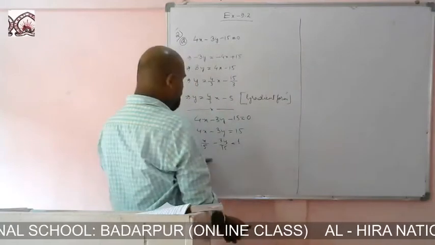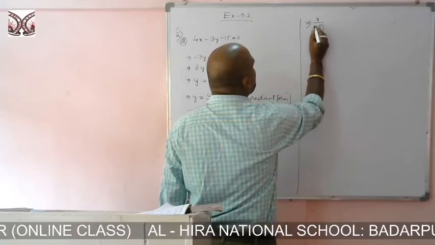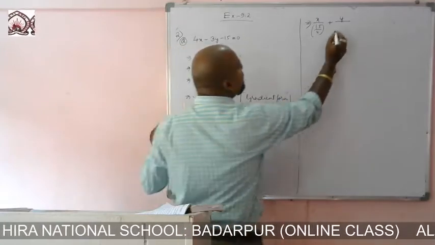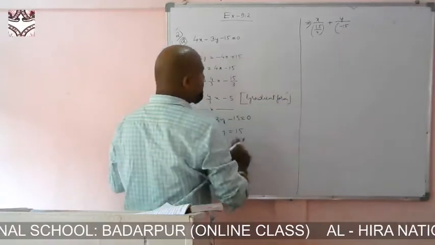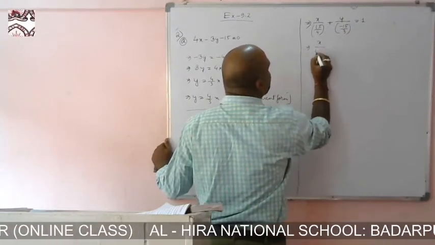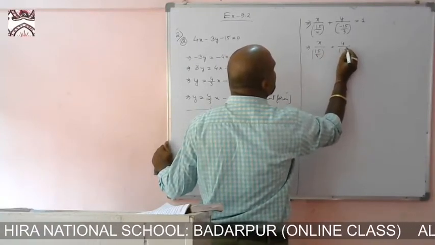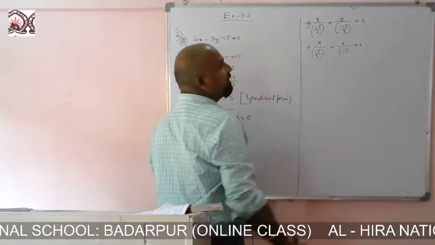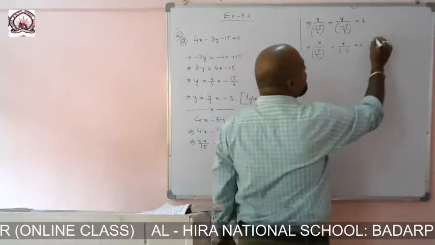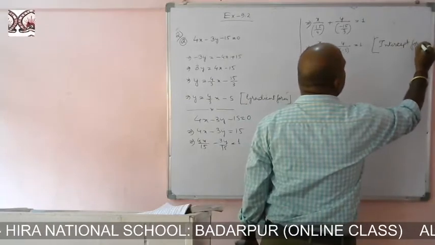Now what can you write here? x by 15 by 4 plus y by minus 15 by 3 equals 1. That is x by 15 by 4 plus y by minus 5 equals 1. This is written in the form x by a plus y by b equals 1. This is written in which form? Intercept form.